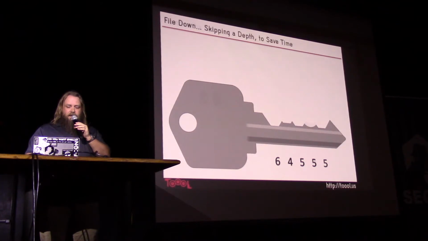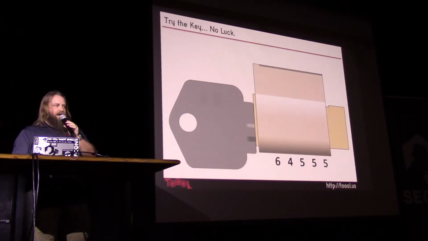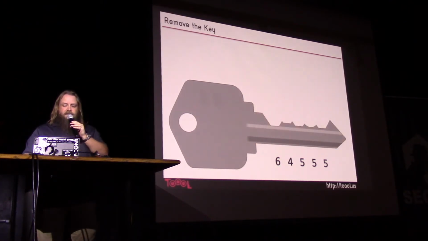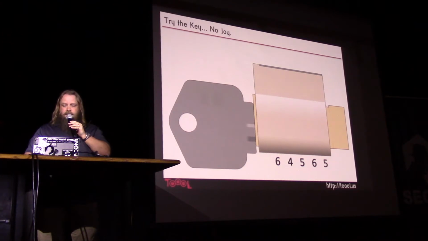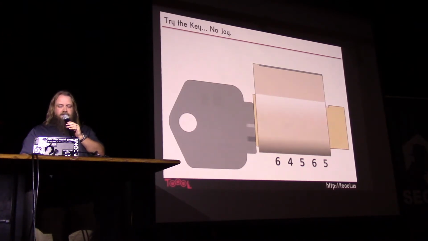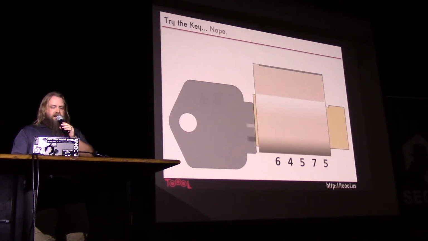We remove the key, come on down to 5. We try the key at 5. Nope, no dice. Okay, we remove the key, we file down a little bit further. Try 6. Nope, still not working. So we remove the key, file down to our very last bit depth, number 7, and we try the key. Nope, didn't work.